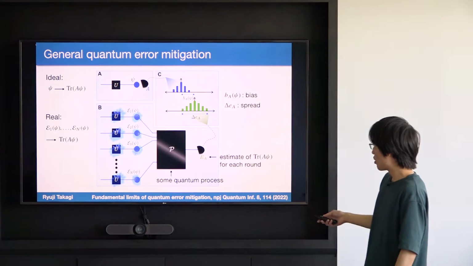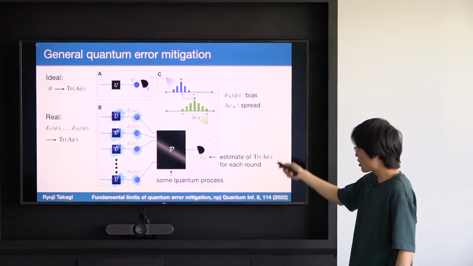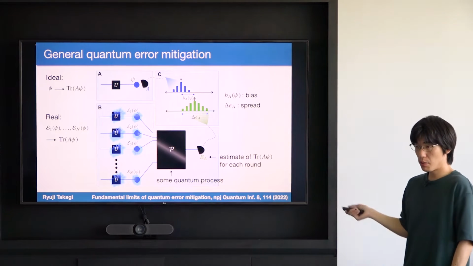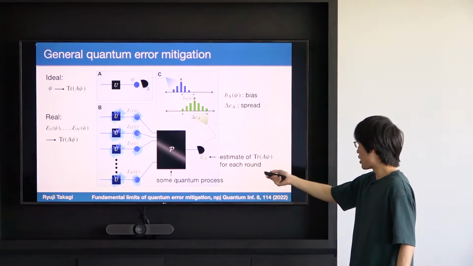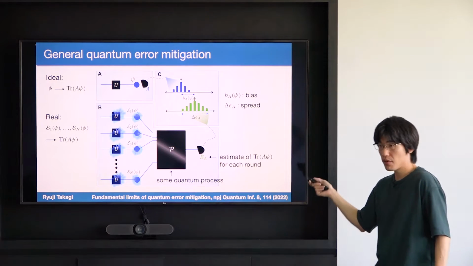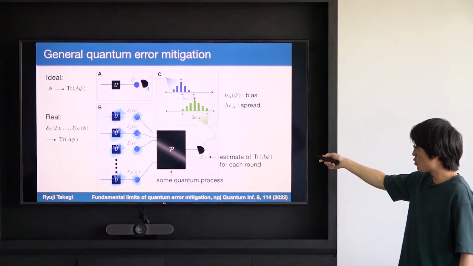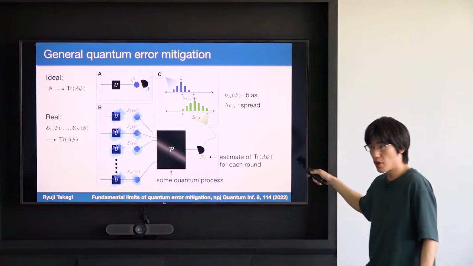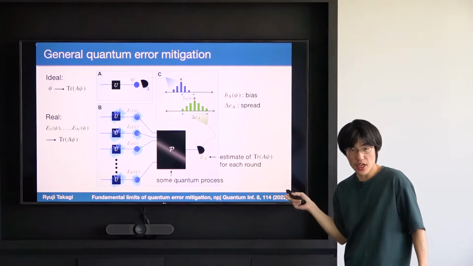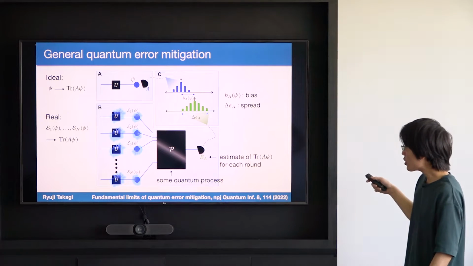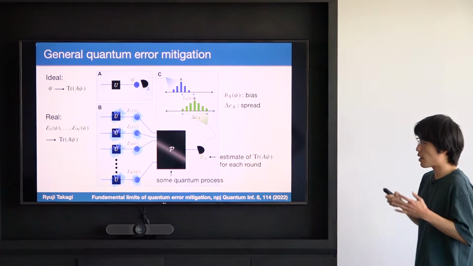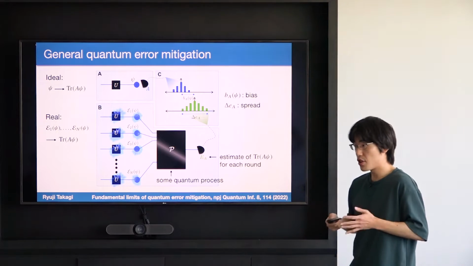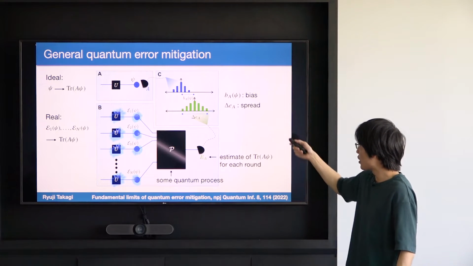And yes, so then after this quantum process, you output some random variable that serves as the estimate of this expectation value. Then you will construct some probability distribution. This is like the error-mitigated distribution. And to understand the performance of the error mitigation, what you can see is these two things.